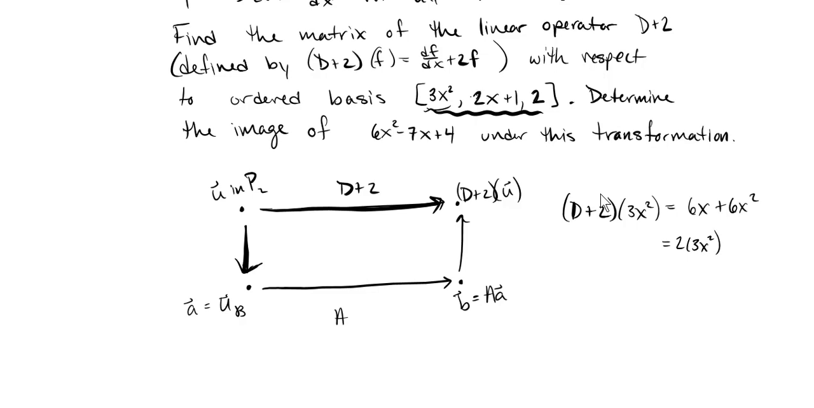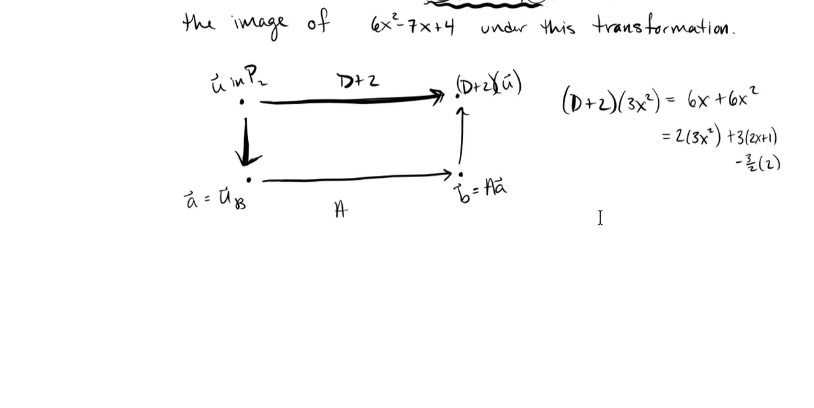6x squared is 2 times the first basis vector, and 6x is, well, it's kind of like 3 times the second one, but then I get an extra 3 times 1 that I don't need. So let me just subtract enough to get rid of it with this 2. I have an extra 3 I want to get rid of. Let me take negative 3 halves of 2. So there we can see now the coordinates of the image of the first basis vector under this operation. The coordinates of that thing in this same basis are 2, 3, negative 3 halves.